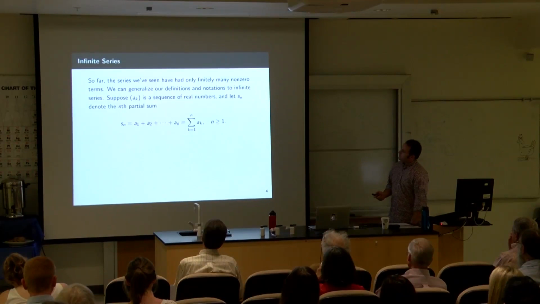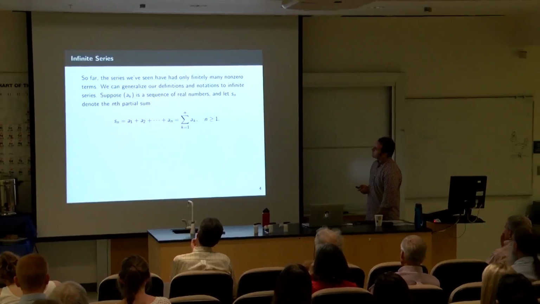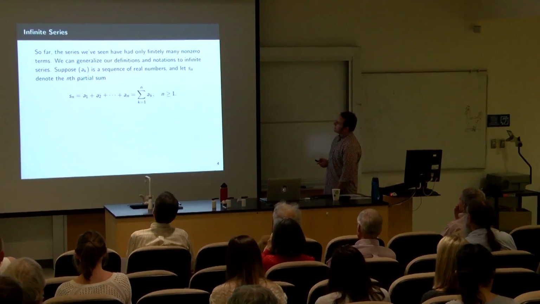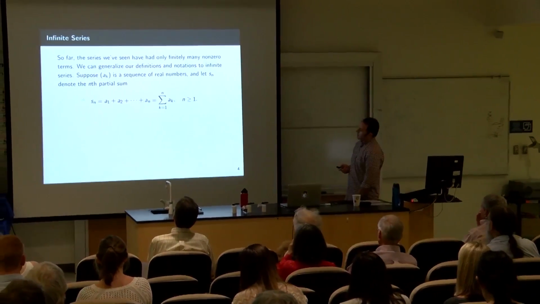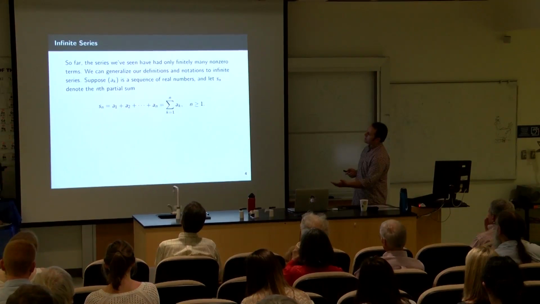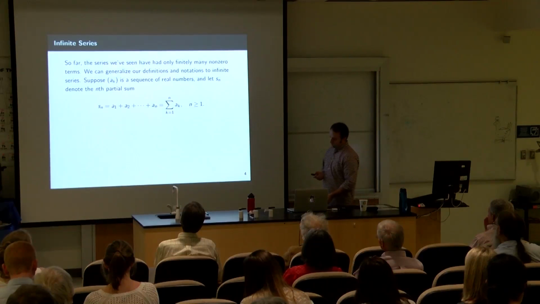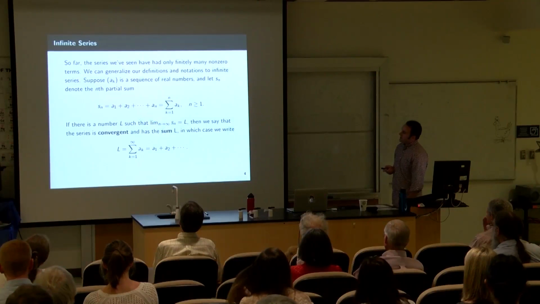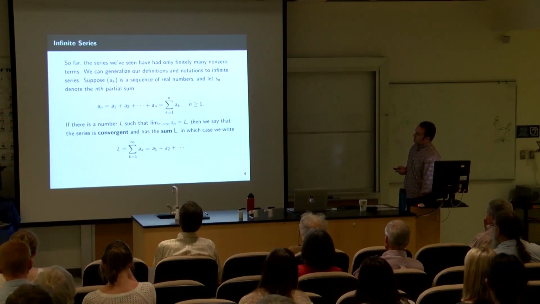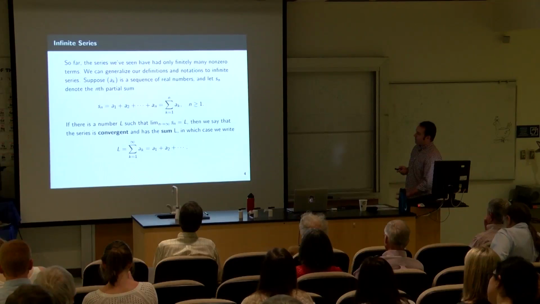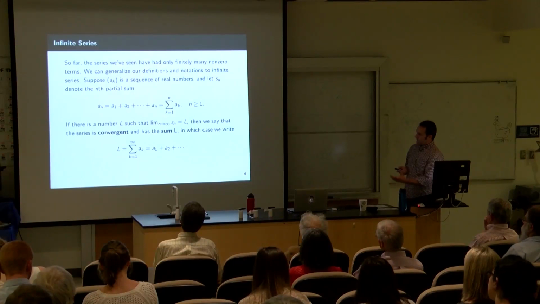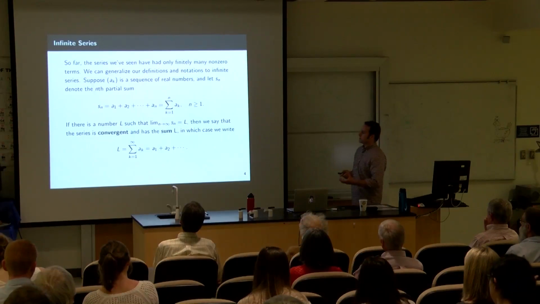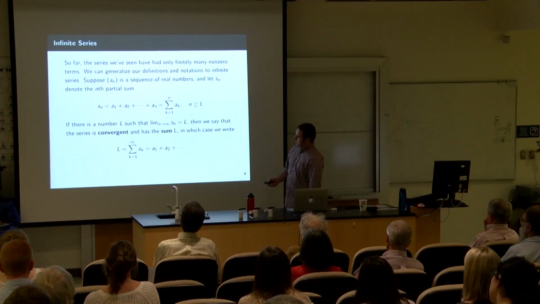So if you have a sequence of real numbers, a_k, let S_n denote the nth partial sum. So just the sum of the first n terms of that series. If you can take the limit of these partial sums and you get back some number L, then you say that this series is convergent and has the sum L.